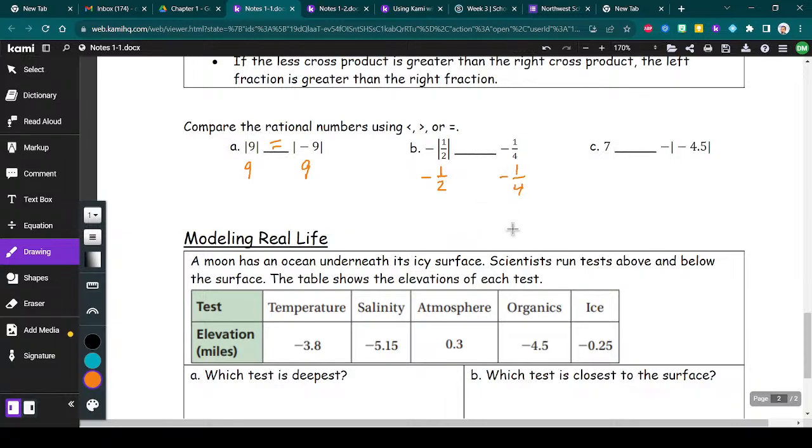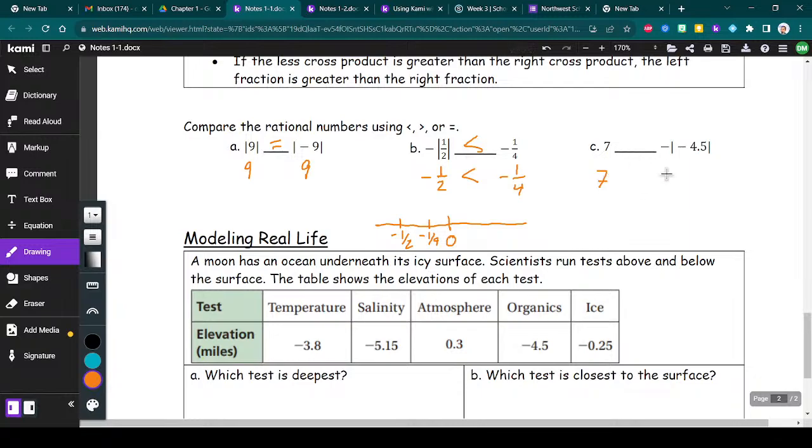Now we look at this, and if we were to draw this on a number line, if we were to go from 0, the first number we would come across would be the negative 1/4. The next number we would come across is the negative 1/2, because the negative 1/2 is on the left-hand side, leftmost side. Negative 1/2 is less than negative 1/4. And so therefore the opposite of the absolute value of 1/2 is less than negative 1/4.